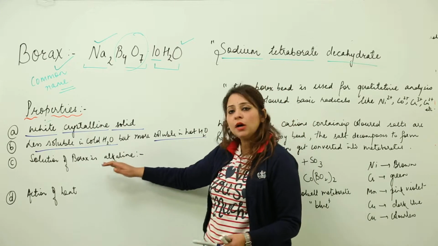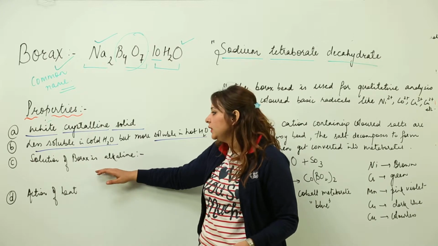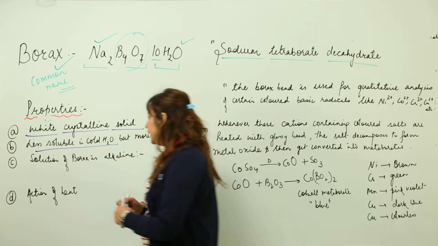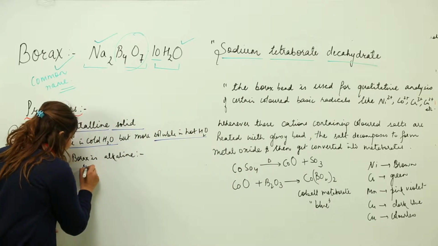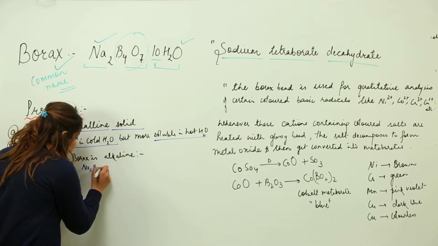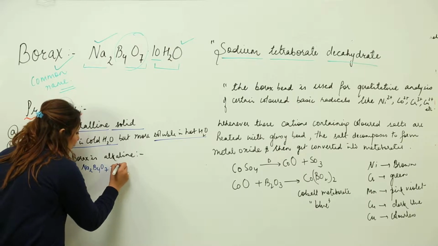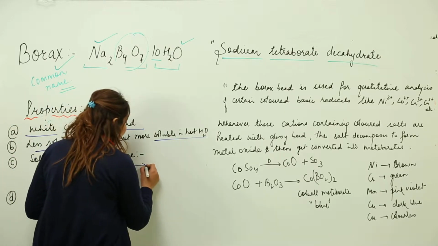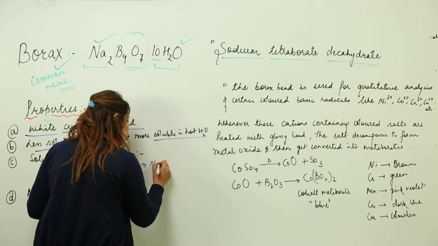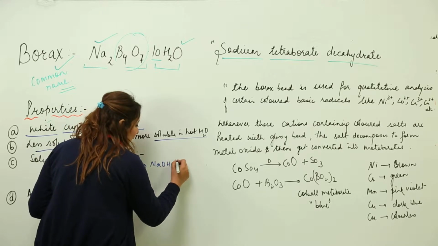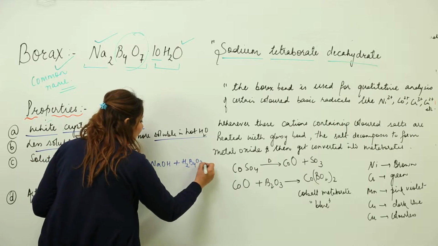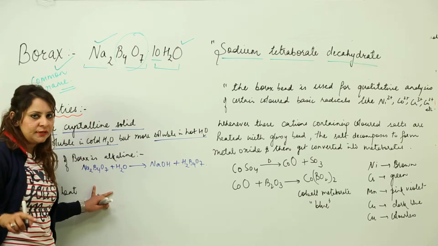Third, if we talk about the nature of borax, then borax is alkaline in nature. How am I going to prove that? See, I am going to take borax, which is Na2B4O7, and I am going to add borax into water. And when I do this, what do I get? I get sodium hydroxide, and along with that I get a weak acid of boron, that is H2B4O7.